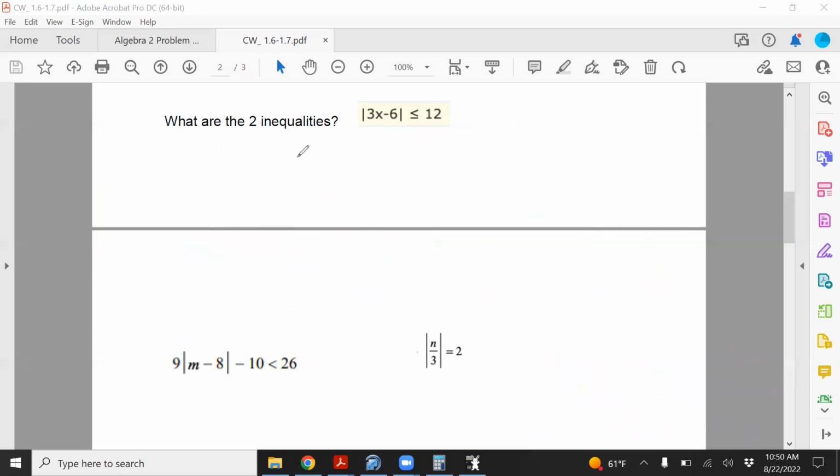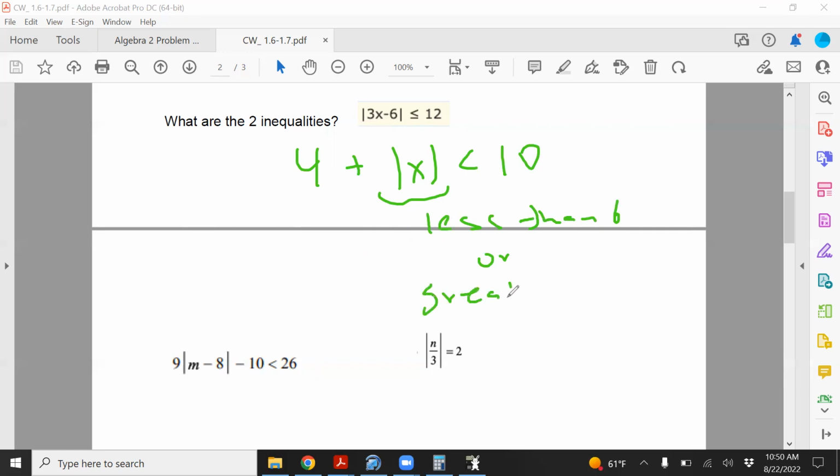Why do I isolate? Because what if I had 4 plus the absolute value of x is less than 10? What if I had that, right? Then you're telling me that the absolute value of x is less than 6, because you have to guarantee that this part here is either less than 6 or greater than negative 6. In order for this to make sense, you have to isolate this before you split it.